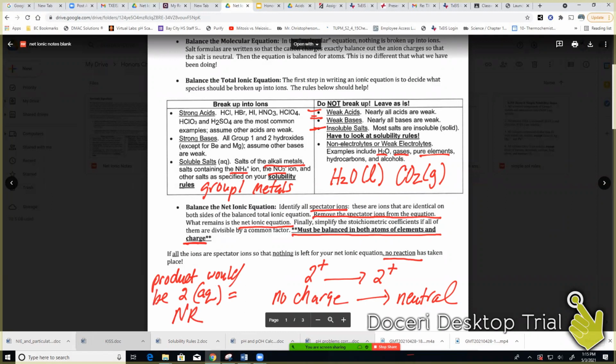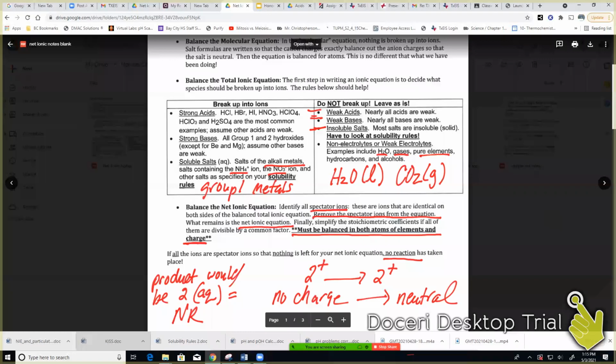So sometimes if you can recognize that at the beginning, you don't have to wait till you get all the way down to canceling spectator ions. You can just see, all right, I have two products and they're both AQ, so that's an NR, and then you don't have to continue with all of your work on there.